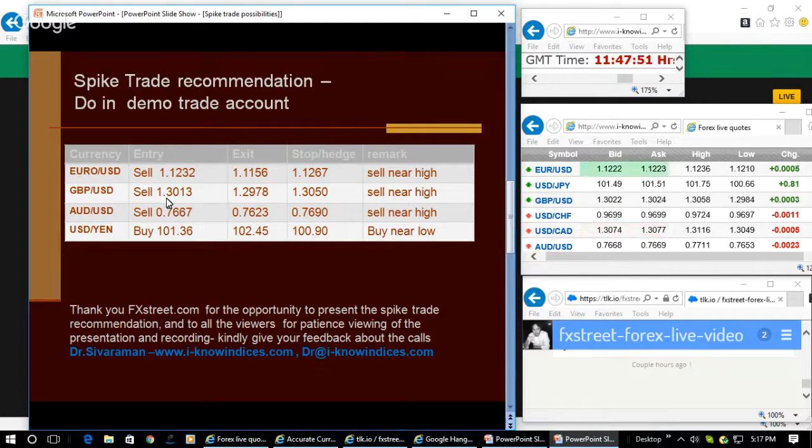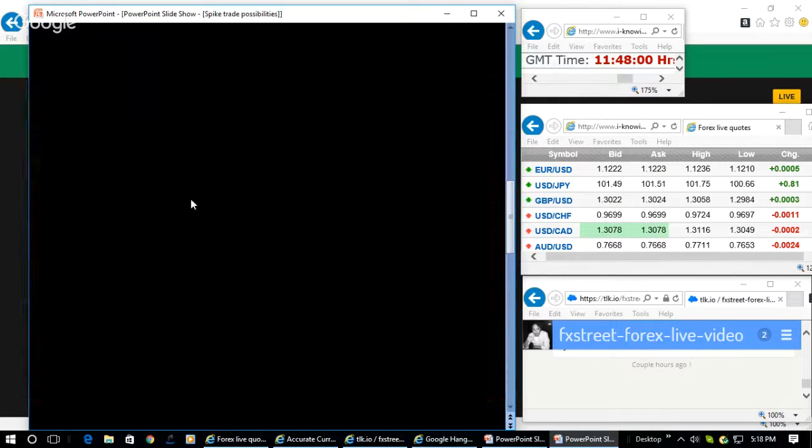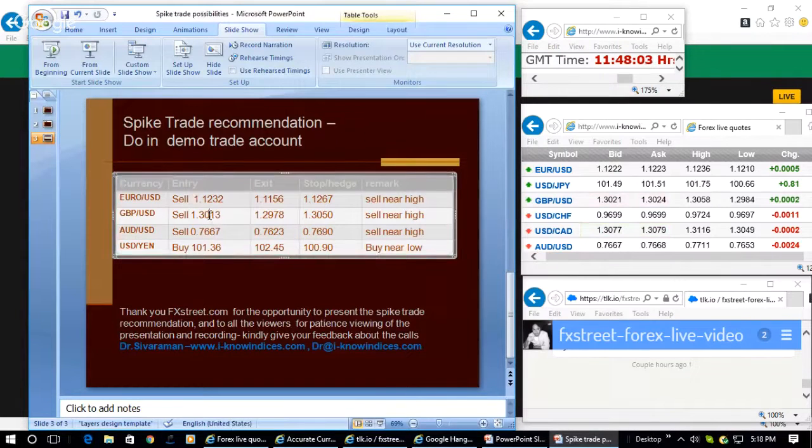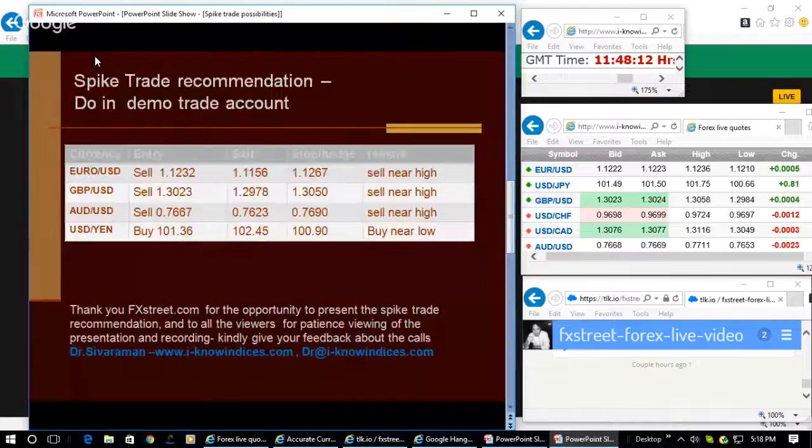And also in the case of GBP, the SL recommendation is given around 1.30, probably around the current level, and wait to see what happens later on. Then we can keep 1.3050 as the hedge order, and 1.2978 we could keep as the exit order.